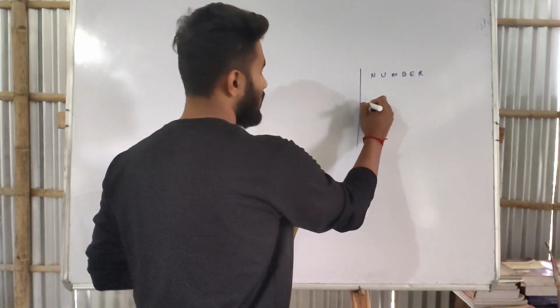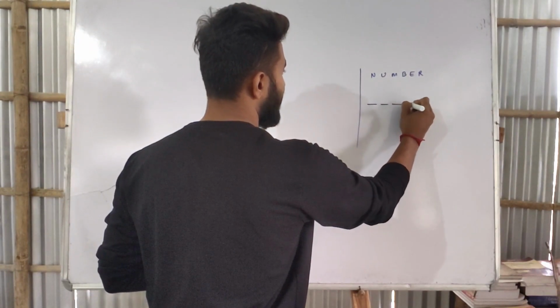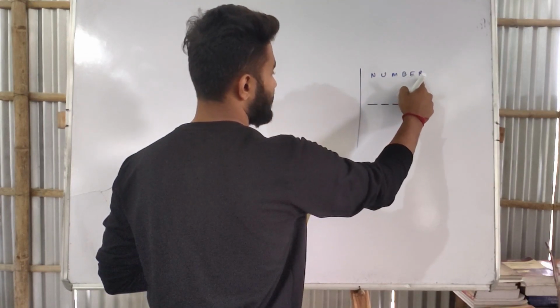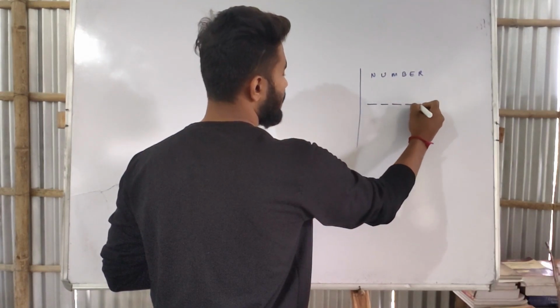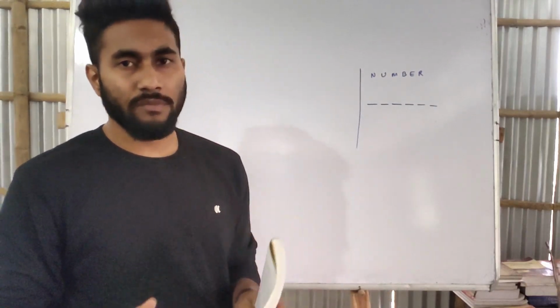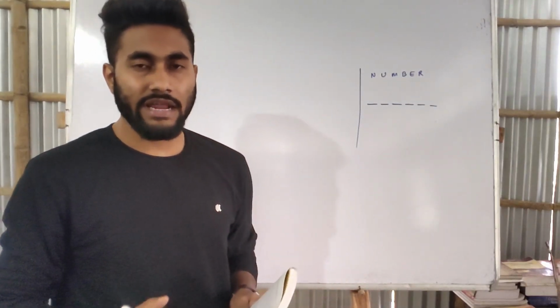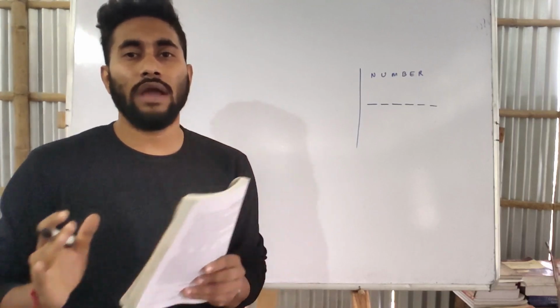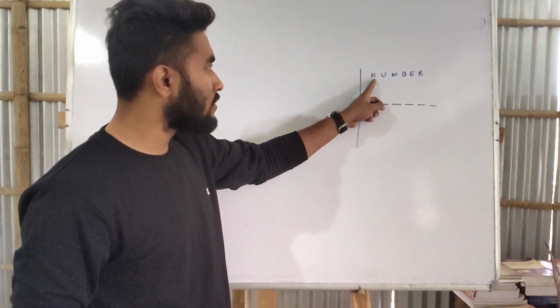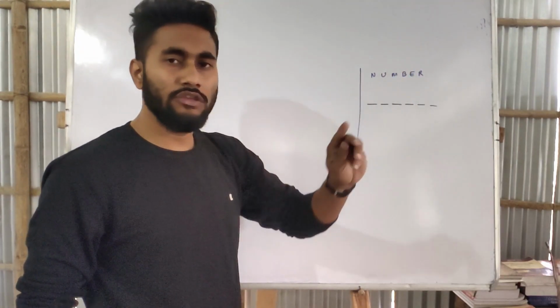So very simple. How many letters are there? 1, 2, 3, 4, 5, 6. Since in the question it is not mentioned taking 4 at a time or 3 at a time, it is just said how can you arrange them. That means you have to take 6 only.